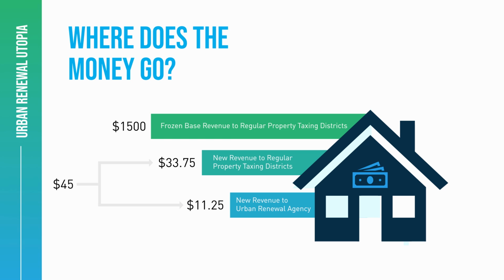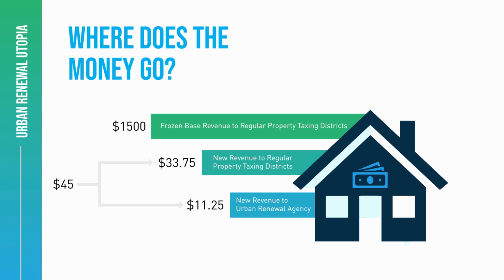The total property tax impact for a property in this city will be $1,545. Each house generated an additional $45 in property tax revenues compared to the previous year. This $45 increase is where the urban renewal impact occurs.